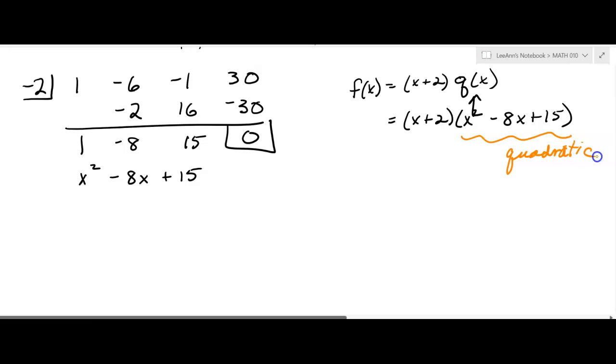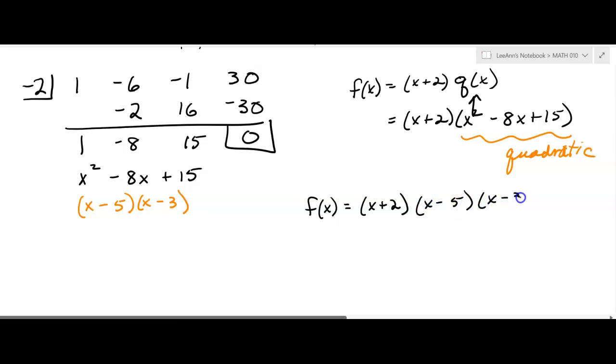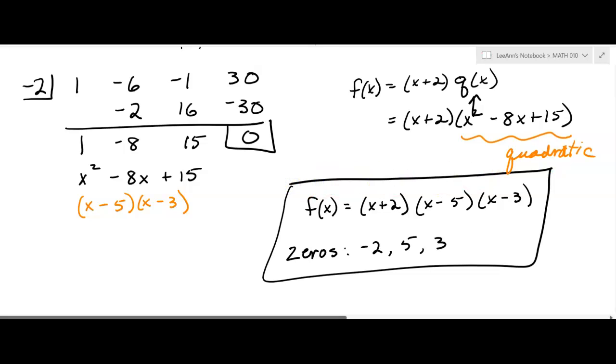Quadratic. Okay, so I can factor that polynomial. It factors into x minus 5 and x minus 3. So now I know what f of x is in terms of factors. I know f of x is equal to x plus 2 times x minus 5 times x minus 3. And I also know all three zeros. So the zeros are -2, 5, and 3.